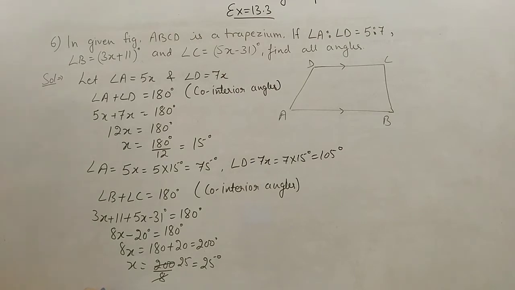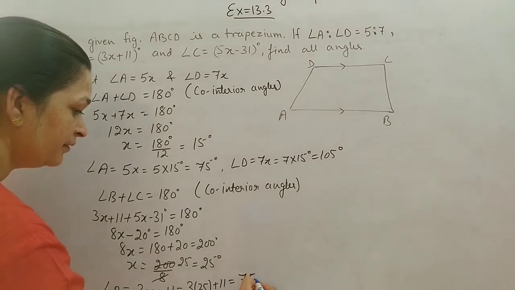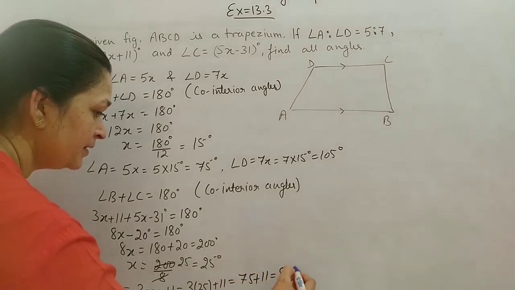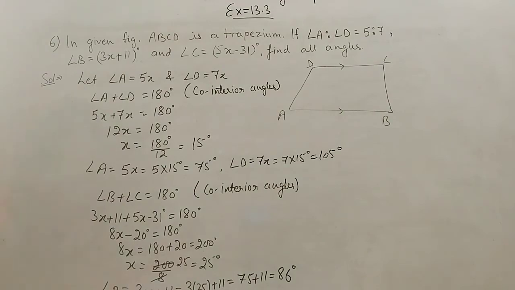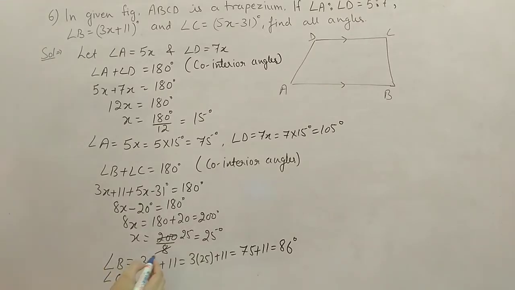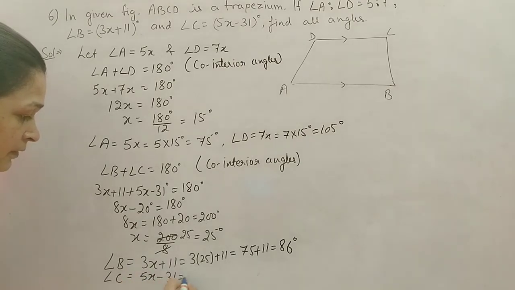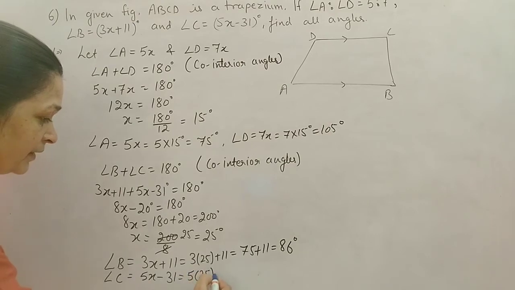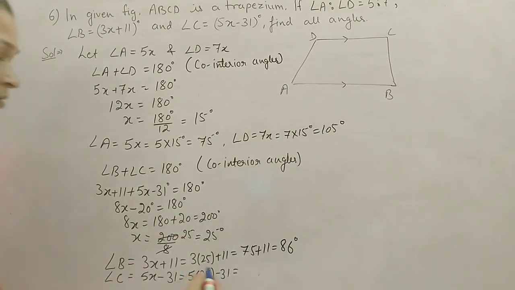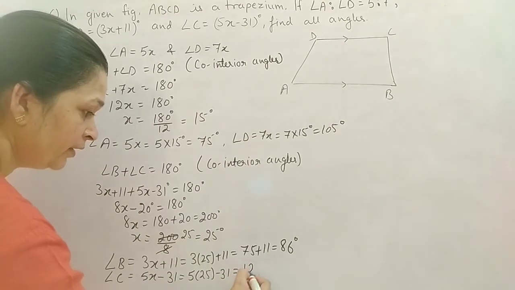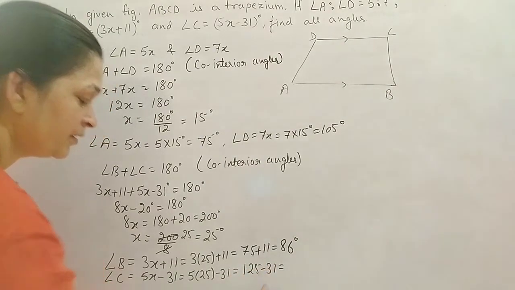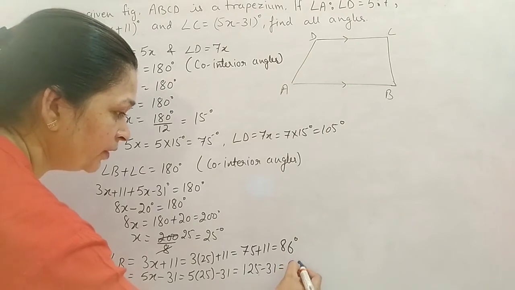Angle B is equal to 3x plus 11, means 3 into 25 plus 11, 75 plus 11, 86 degrees. Next one, angle C, 5x minus 31. 5 into 25 minus 31. So 125 minus 31 is equal to 94 degrees.